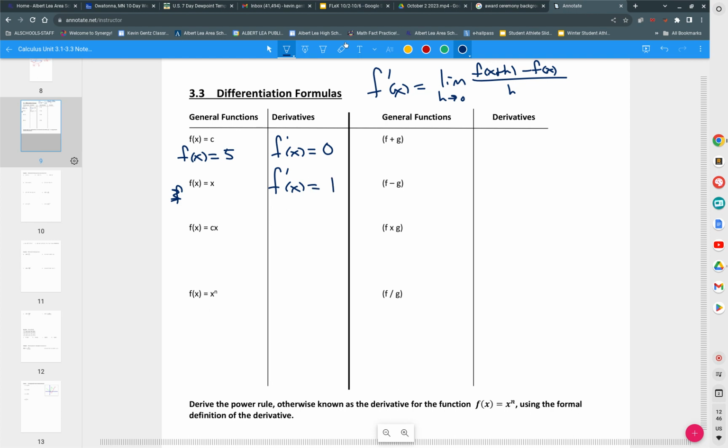Suppose you have a constant in front. Suppose it's f of x is equal to 9x. What's the slope of 9x? 9. So therefore the derivative is 9. Right?